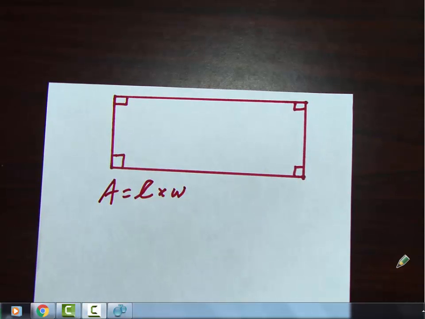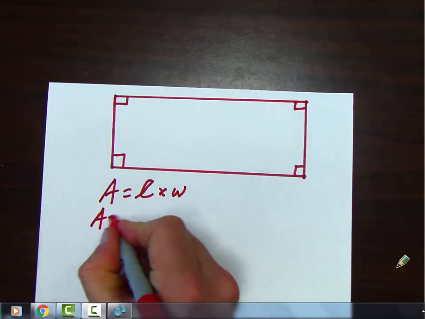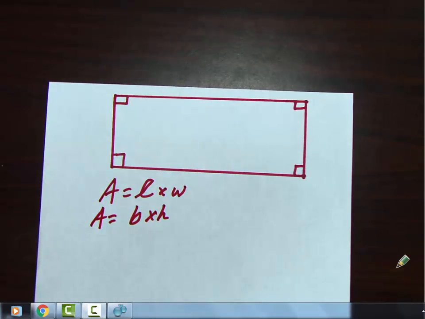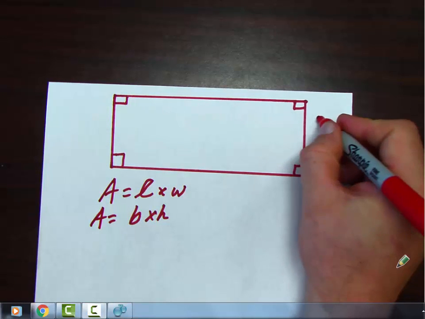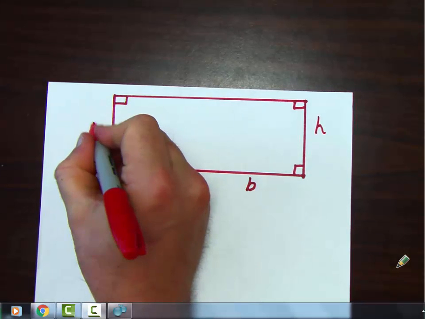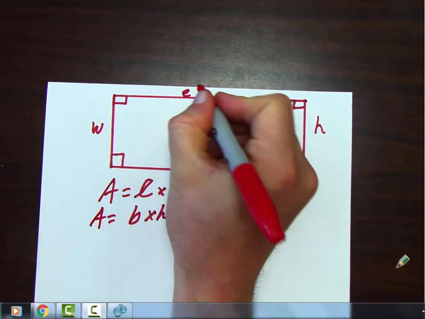Now, you may also hear it referred to as base and height. So area equals base times height. They're the same formula. In essence, these two formulas do the same thing. So if you got your height here, base here, width here, length up here.